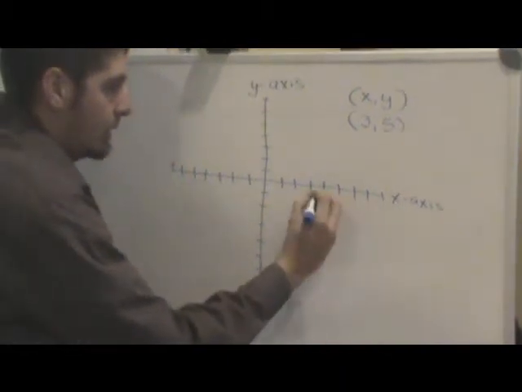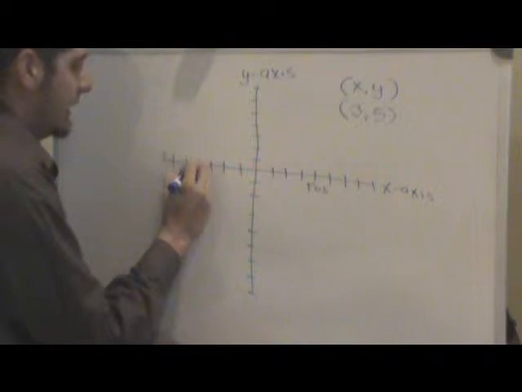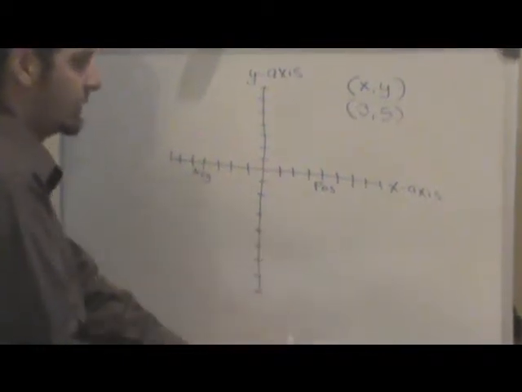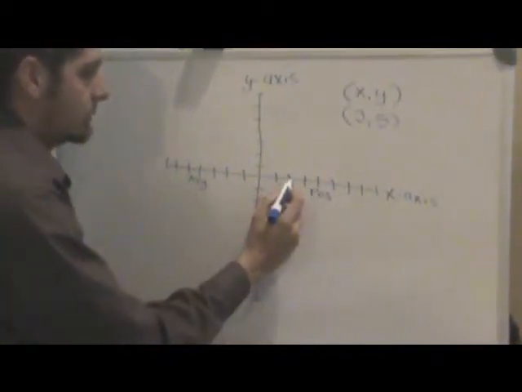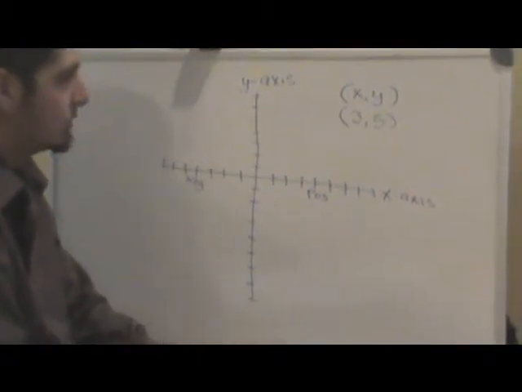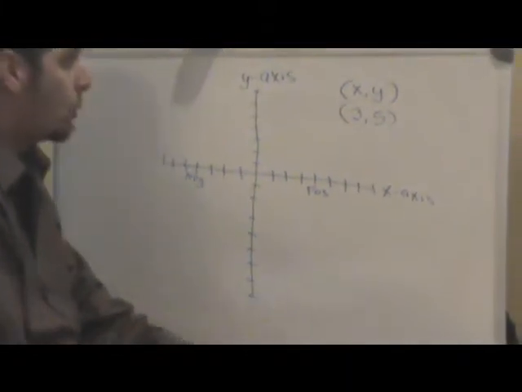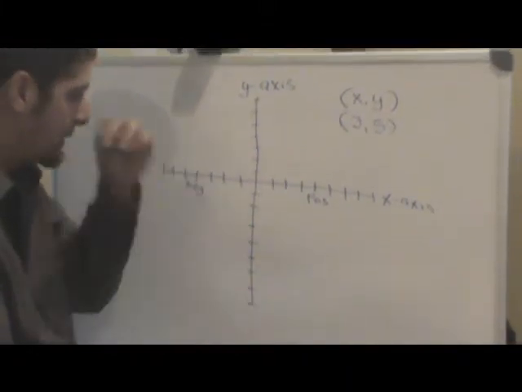Positive numbers move to the right. Negative numbers move to the left. So if we go over 1, 2, 3 spaces, we'll have used the x-coordinate's directions. Y-coordinates move up and down. They move on the y-axis.